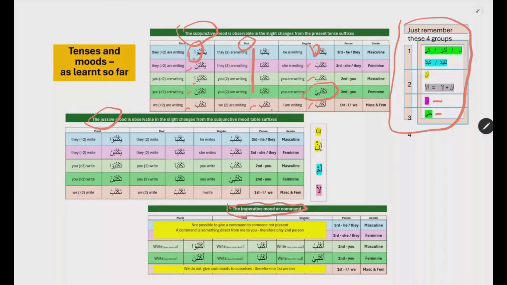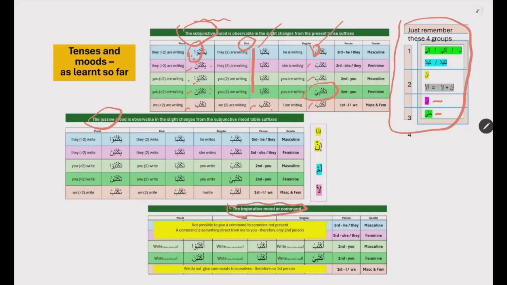So any of these particles that appear before a verb will make this verb into a subjunctive mood verb. Okay, this particular mood. And the main feature we said is a fatha here, no noons there, and the noons also fell away in these two, and here the noons remain in the feminines. So this is essentially just a slight variation of the present tense table, giving you the subjunctive mood.